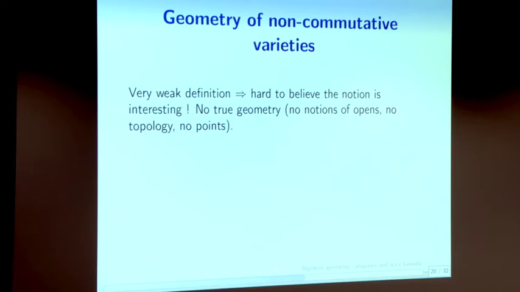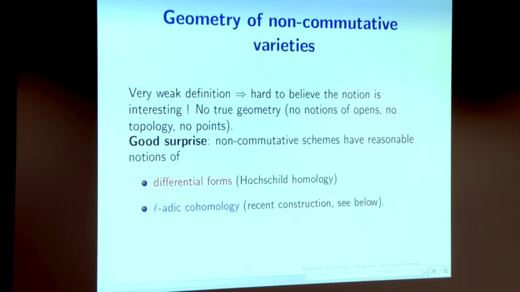So this could be the end. I mean, plenty of examples, but essentially no geometry. And there is a good surprise. And again, this is not something new. I think it goes back at least to the work of Alain Connes, which was outside the algebraic context, but it's the fact that these non-commutative schemes or non-commutative varieties, even if they don't have geometry, they have cohomologies. And that's something. For me, it's really surprising. So we can define differential forms.